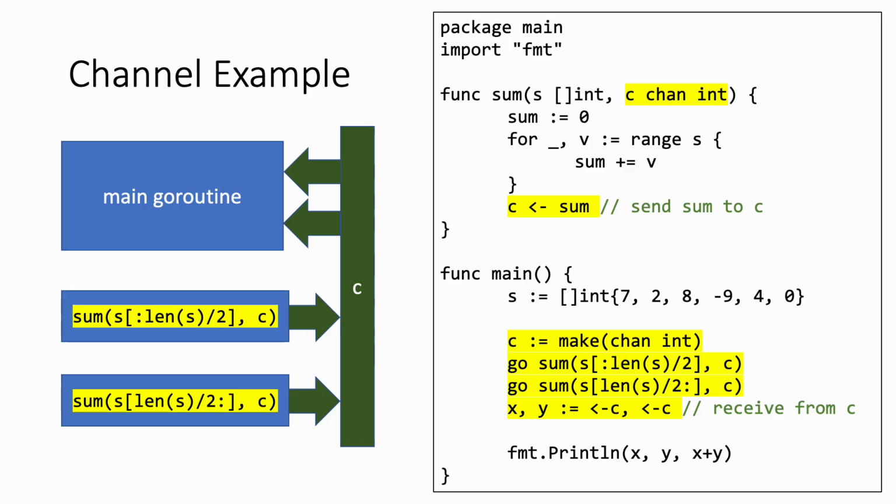This program has 3 Go routines connected by one channel c. The main Go routine is the receiver, and the other new Go routines are the senders. Note that here there's no guarantee that variable x will receive the value from the first call to function sum, and y will receive the value from the second call to function sum, because we don't know which Go routine will execute and complete first.